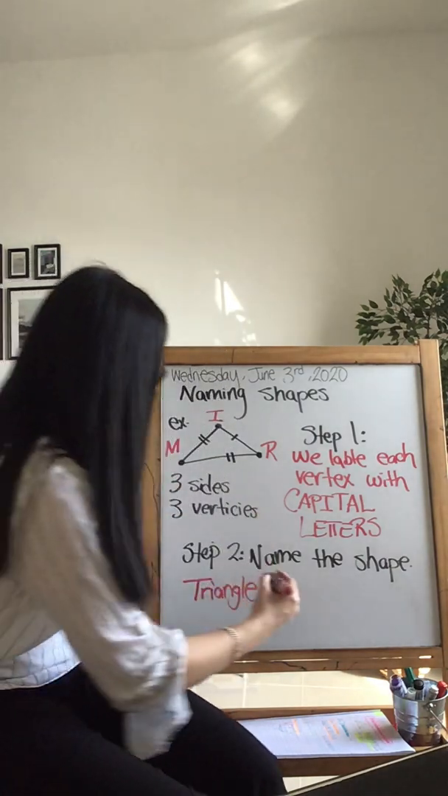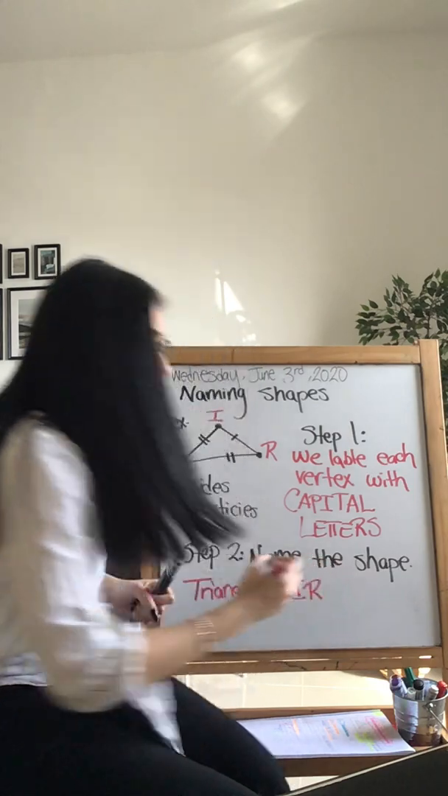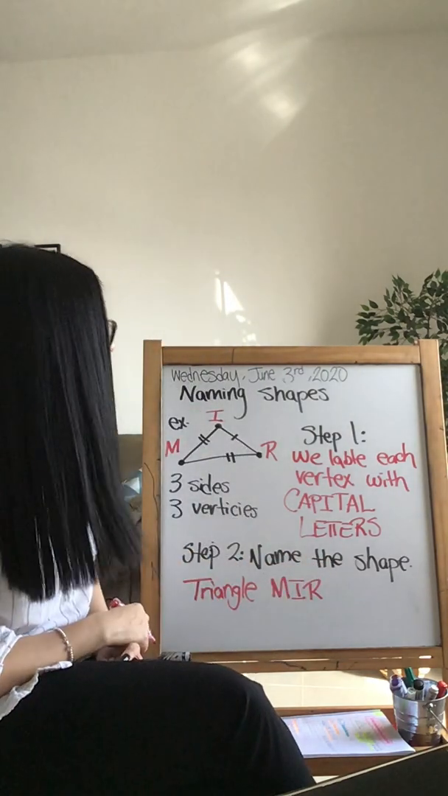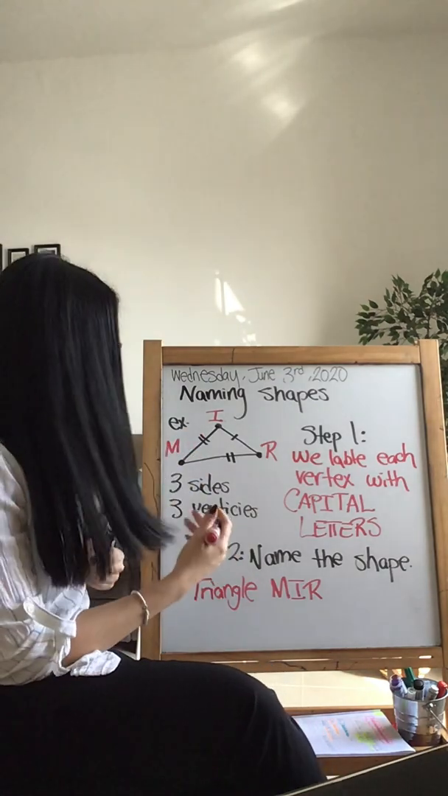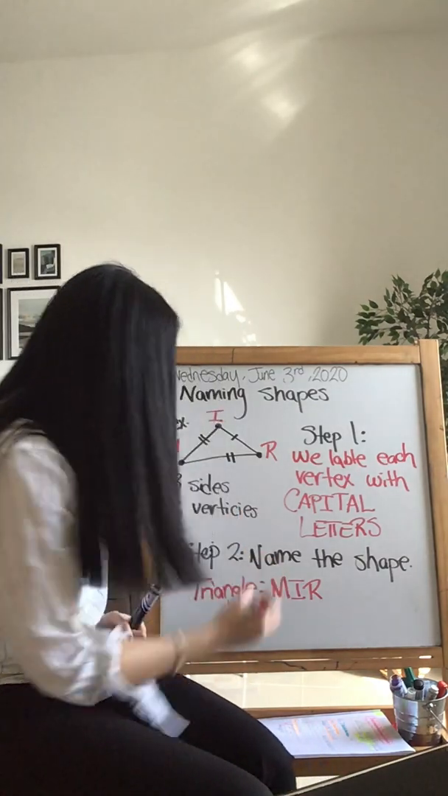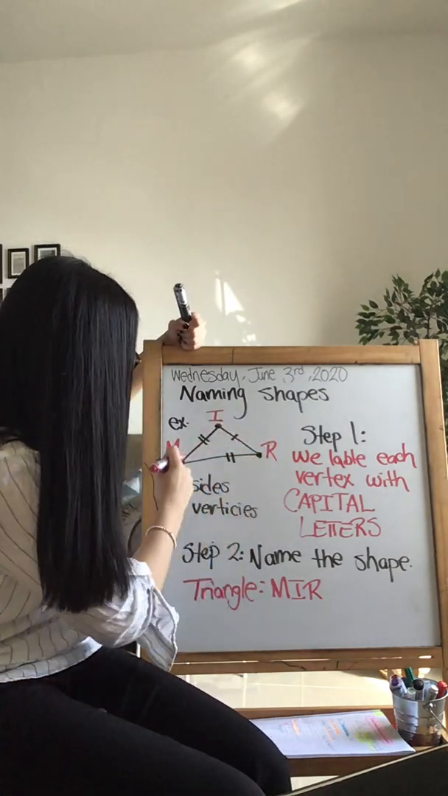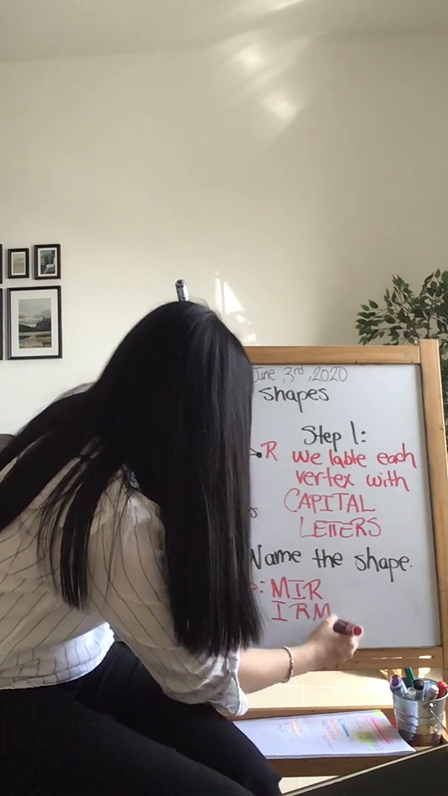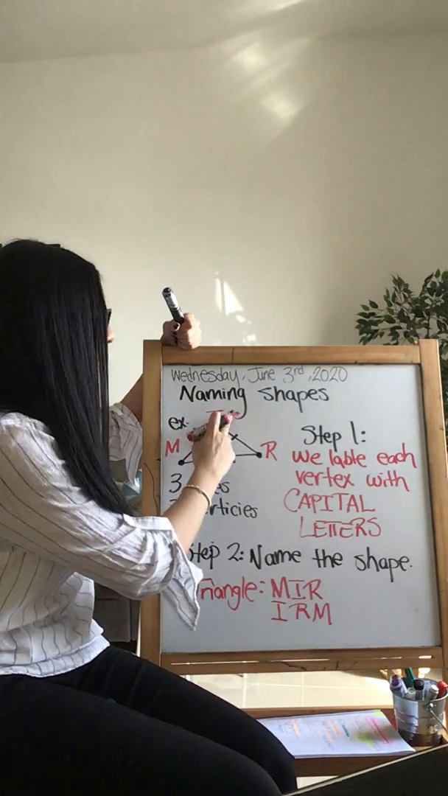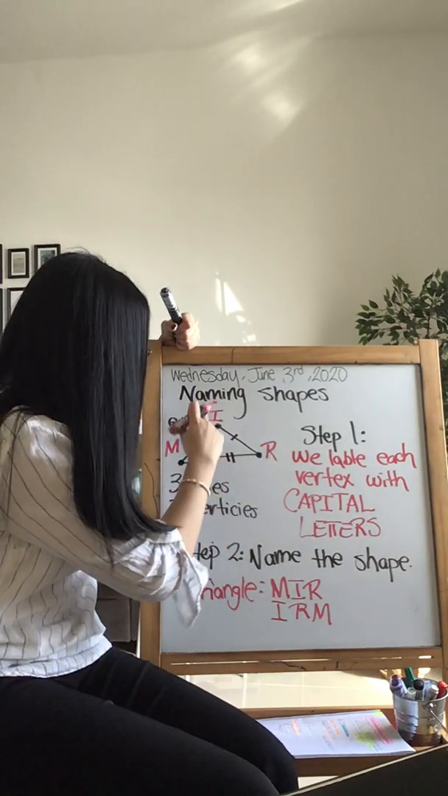This is triangle M-I-R. Literally, you label it as M-I-R. Okay, but that's if I started here, right? It could also be, so that's one option, that's correct. It could also be I-R-M. Okay, that's if I start at I. It could also be R-M-I.